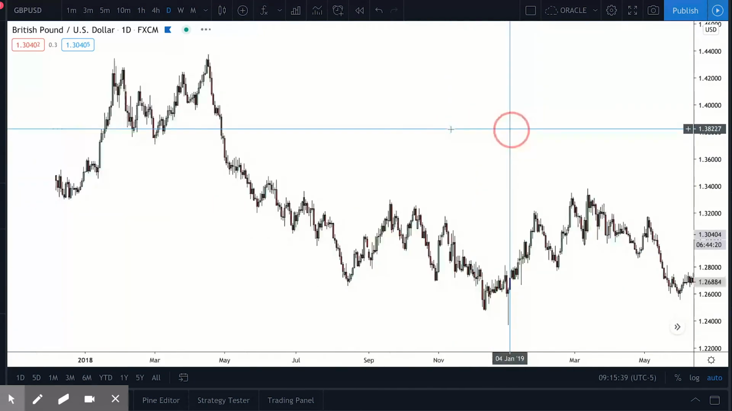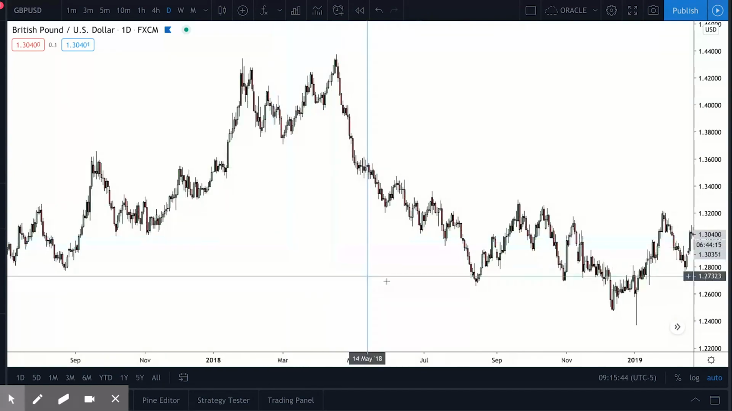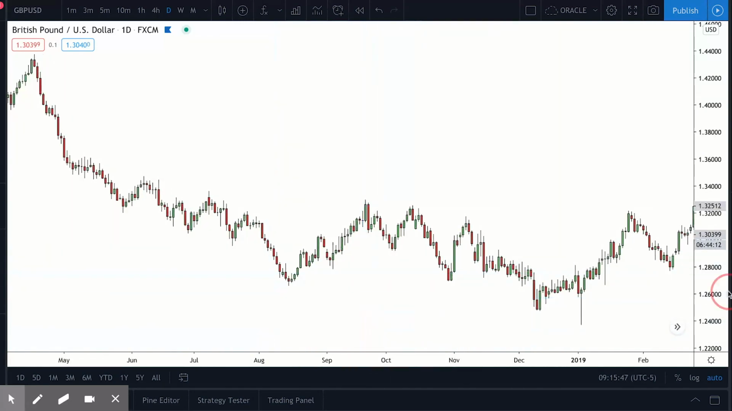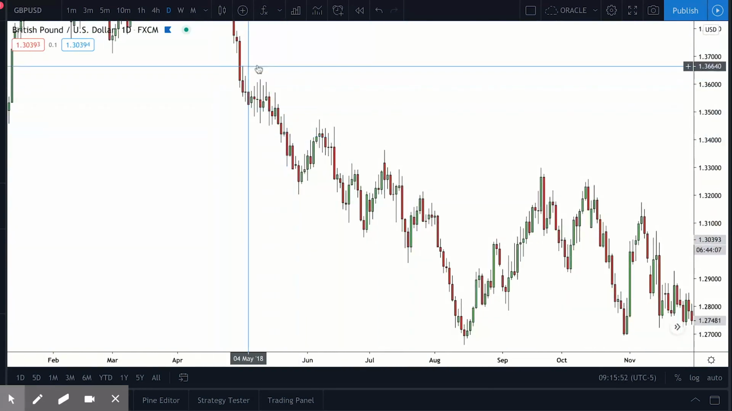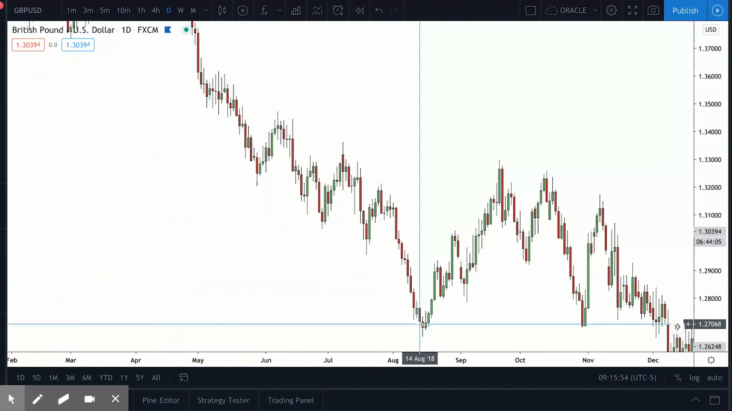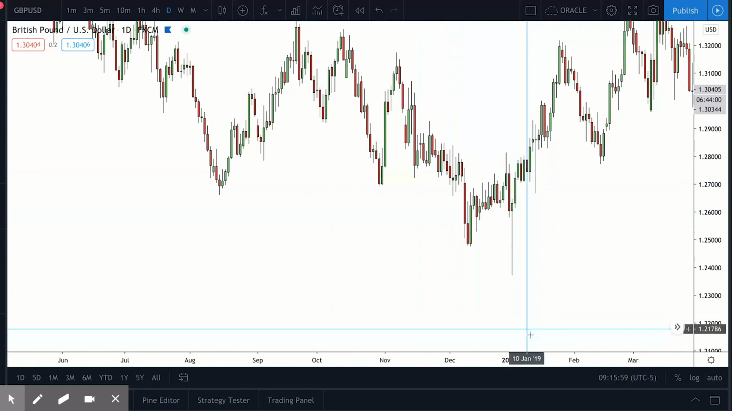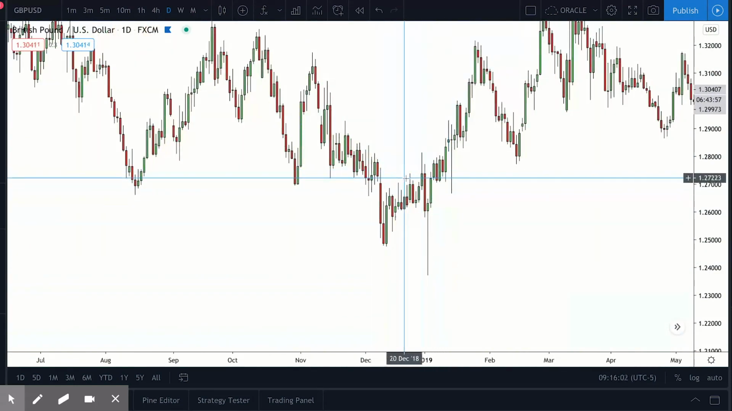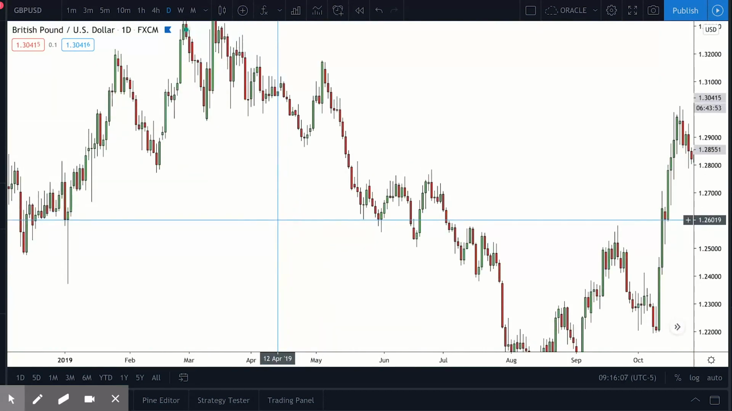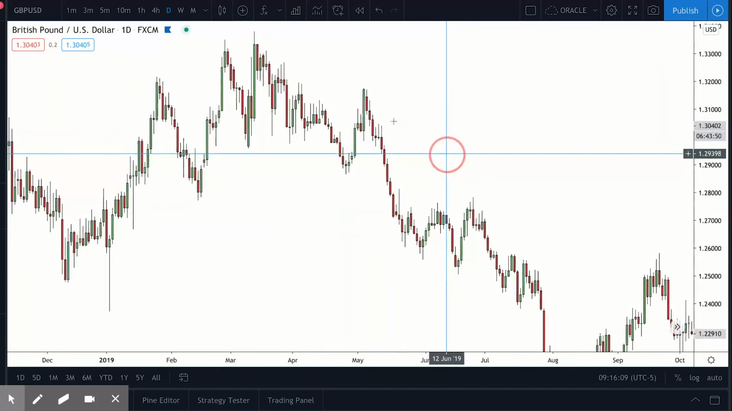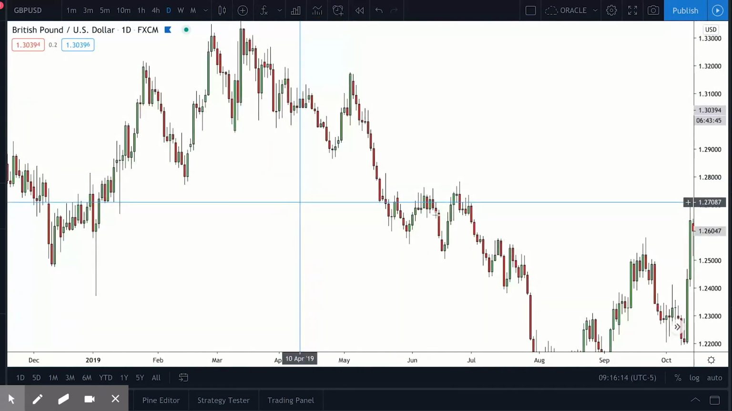So we're going to talk about market structure in this video. I'm going to explain what it is and why it's so important. So market structure really refers to trends. The market moves in three different trends. We have a downtrend, we have an uptrend, and we have a sideways market, a consolidating market, which generally isn't really a trend. So those are the three market phases, the three real market cycles that you're going to face. And they are each indicated by how the highs and lows of the market are reacting to one another.